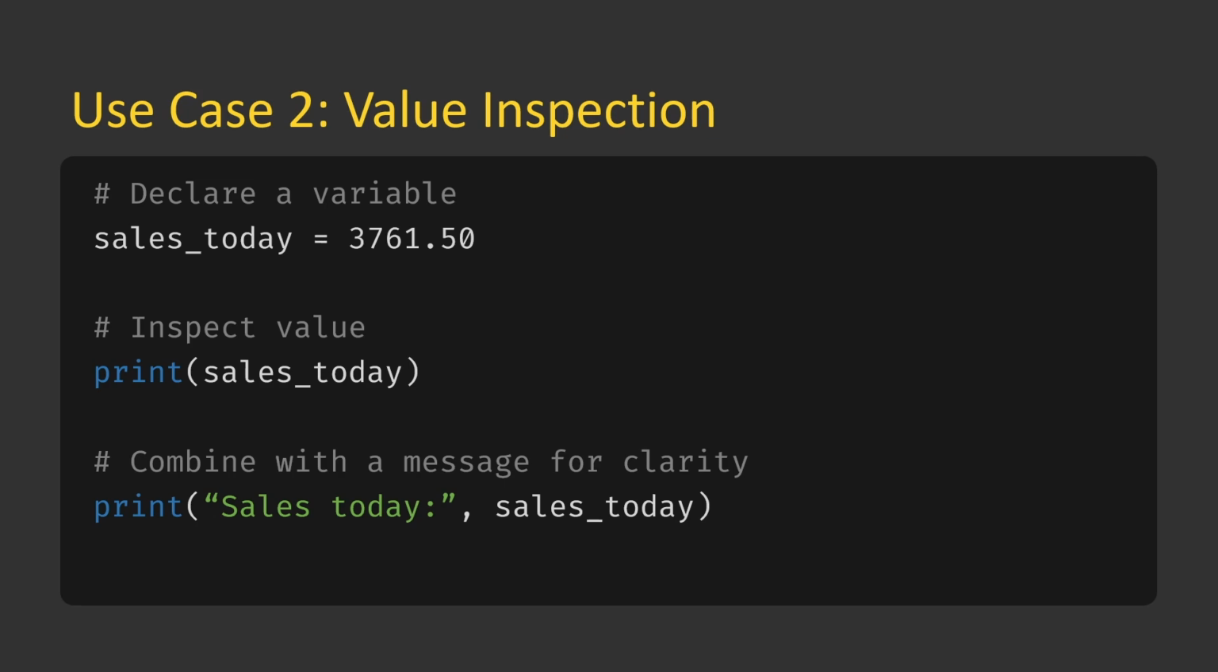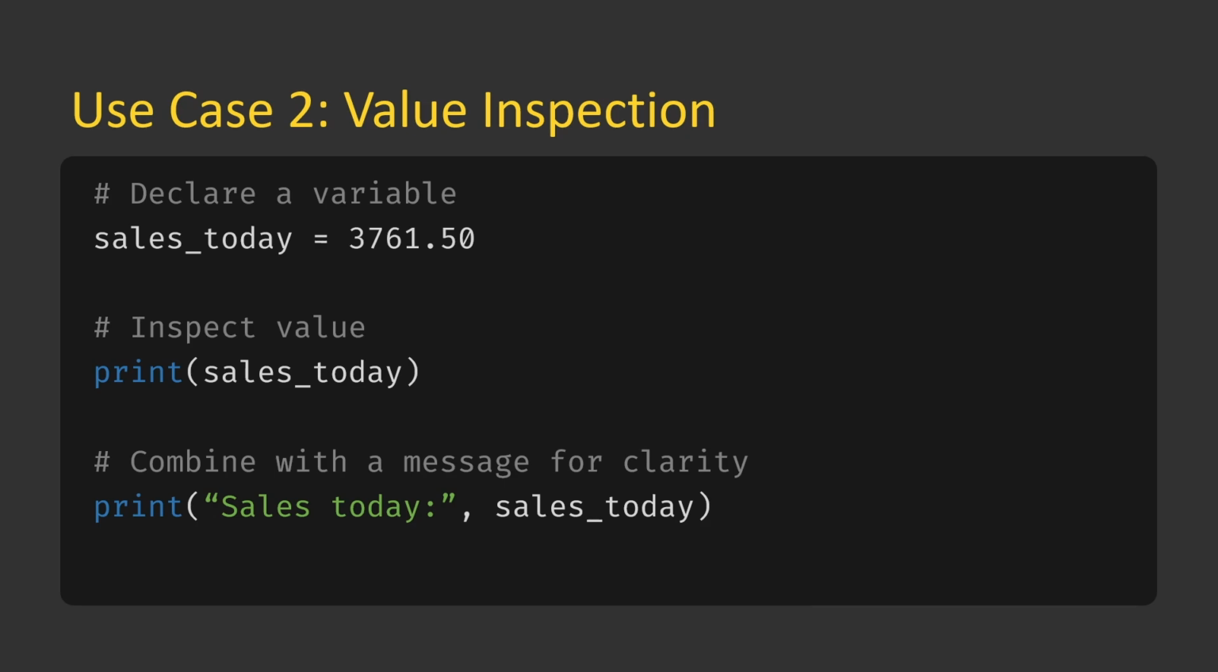The second core use case is value inspection. A script is all about working with data, and you constantly need to check what's in those variables. Here we have a variable called sales today. In a real-world app, this variable will be calculated or fetched instead of hard-coded like it is here. We won't know what the value is going to be at any given moment. So to check the variable's current value, we can print the variable directly.